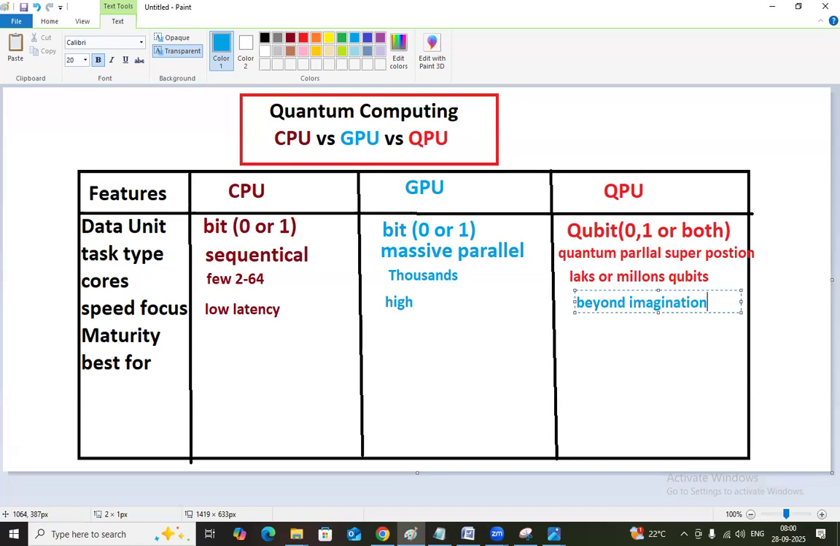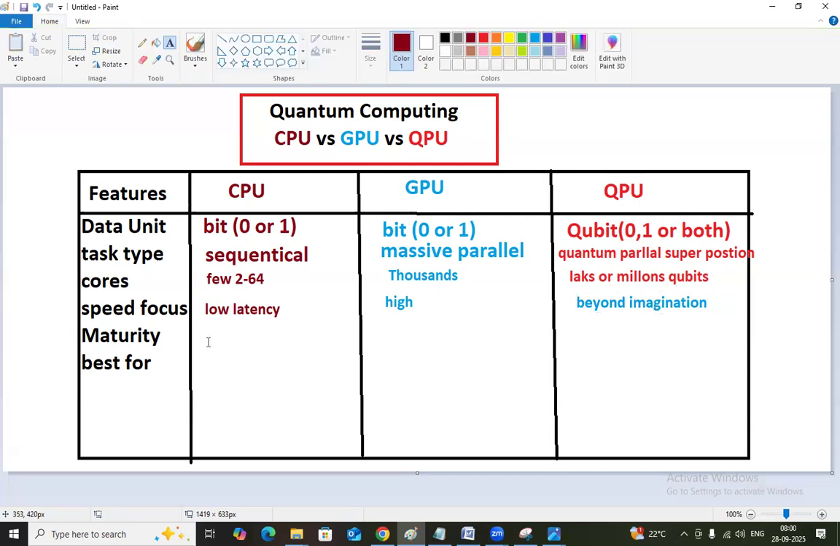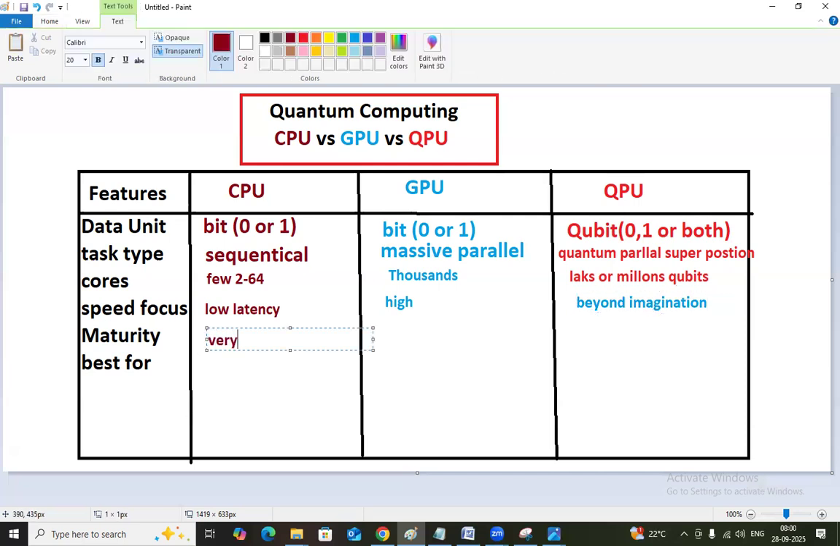And now the maturity level. CPUs are very mature. Okay, fine, very mature. At the same time, GPUs are working for AI and HPC.